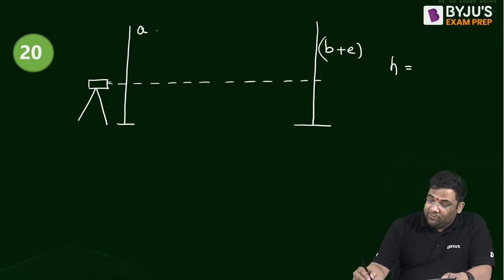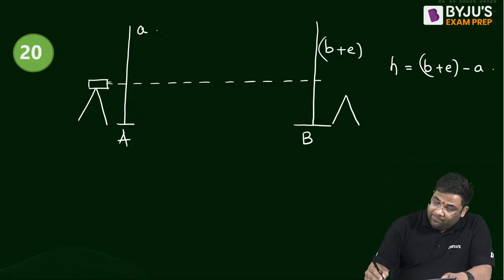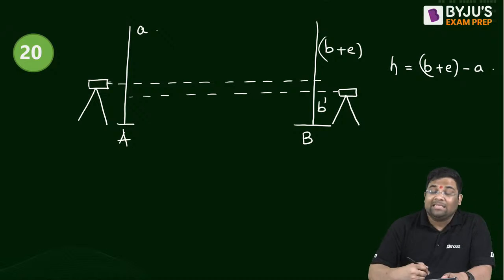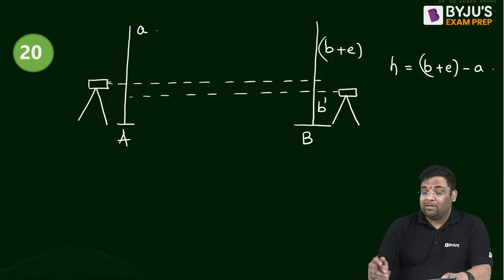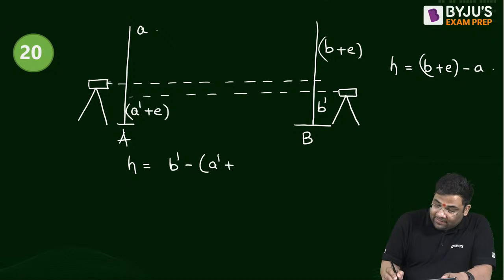Now, the height difference between A and B will simply be the difference in readings: B plus E minus A. But it has the error. So we'll shift the instrument to the B location and again take the readings. Now the reading will be B dash, and here the error will not be there because it is very close to the station. And here it will be A dash, and it will have some error. So now the height difference will be B dash minus A dash plus E.